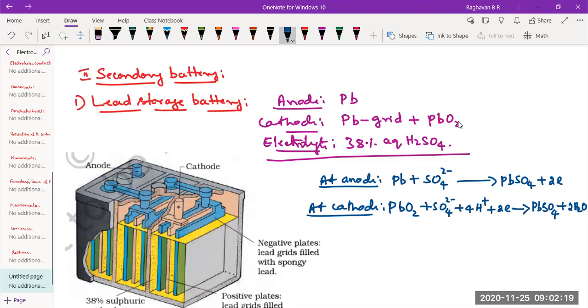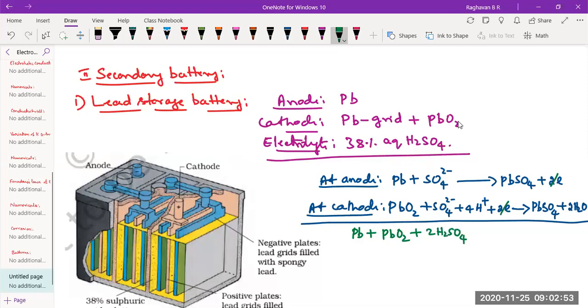Like this. So, if you want the overall reaction, add it. The overall cell reaction, 2 electrons get cancelled. See whether anything else cancels. Actually nothing. Okay. So here Pb plus PbO2 plus 2 sulfate and 4 H plus. Can I write it as 2H2SO4? No problem. 4H plus and 2 sulfate, right? So 2H2SO4 giving rise to 2 lead sulfate plus 2H2O. So this is the overall cell reaction during discharge.